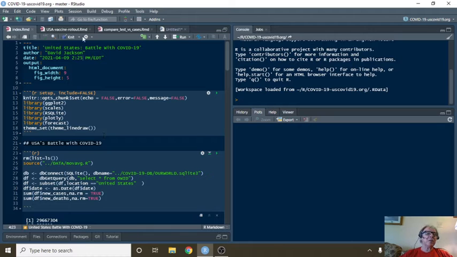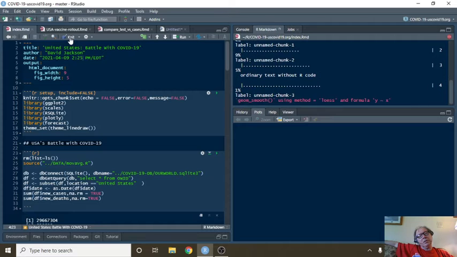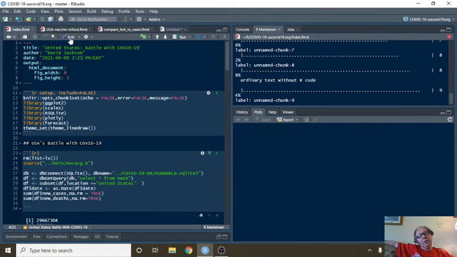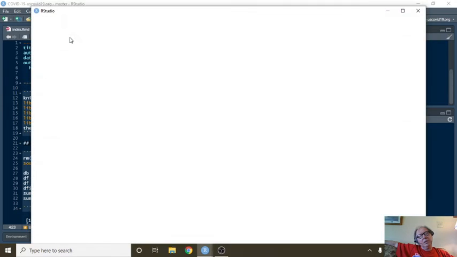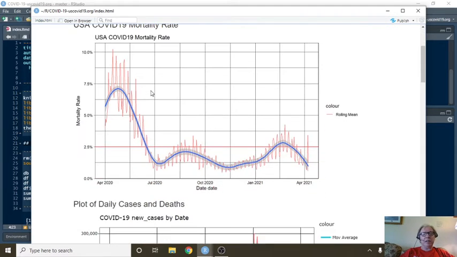Okay, so let's just get started up here. 31 million plus cases, 560,000 deaths. You can see the mortality rate has fallen in the U.S. down to close to 1.25%. Well, that's almost the lowest number so far. It certainly is the lowest number since, say, November or December.